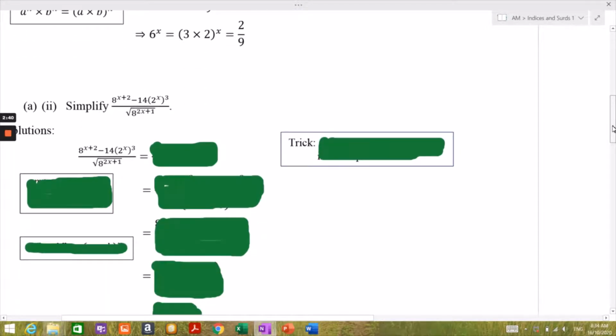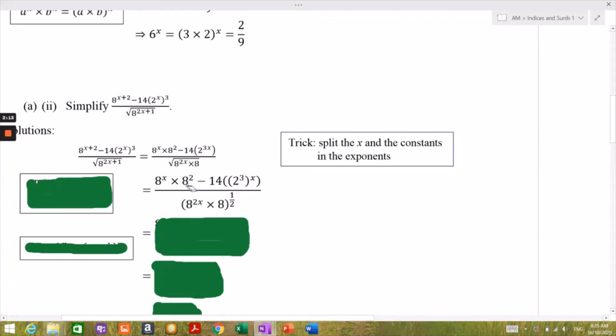For part 2, it's the same kind of idea. Your job is to simplify this expression that seemingly has a lot of x terms. Same trick: you first split the x terms away from those without. Here again we use the properties of indices. For instance, a power of x plus 2 is a power of x times a squared. Then with that, you see that you can also split the denominator. 2 power of 2x plus 1 is 2 power of 2x times 8.